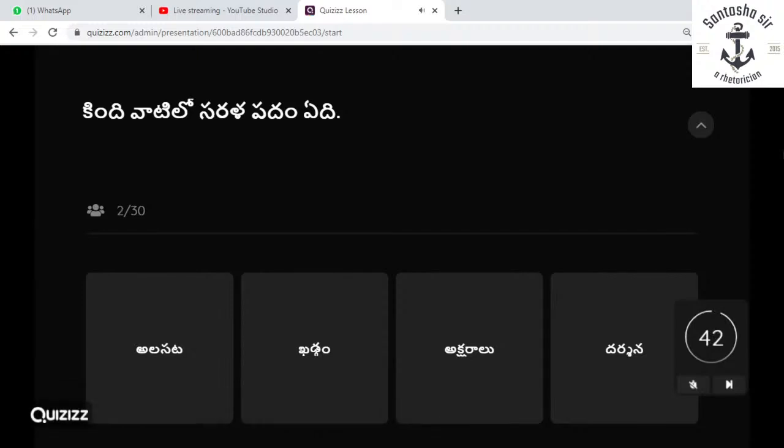Which of the following is a Sarala padam? I don't know who is Sarala. Which of the following is a Sarala padam? 30 seconds more.